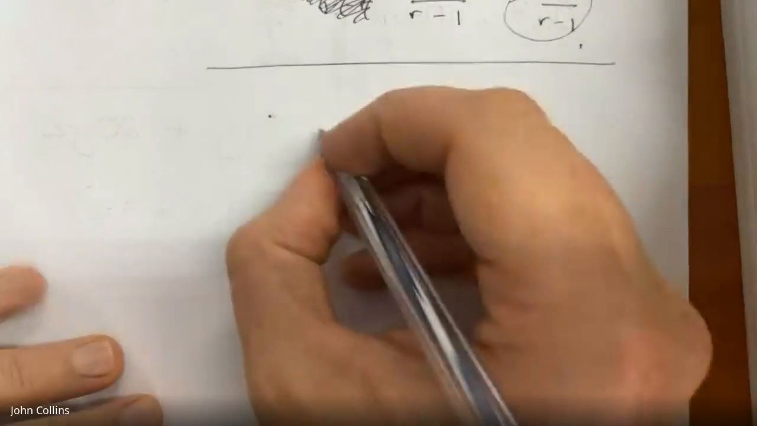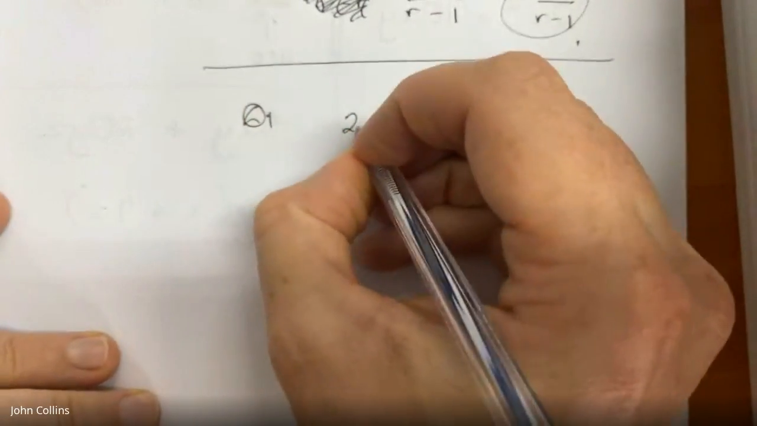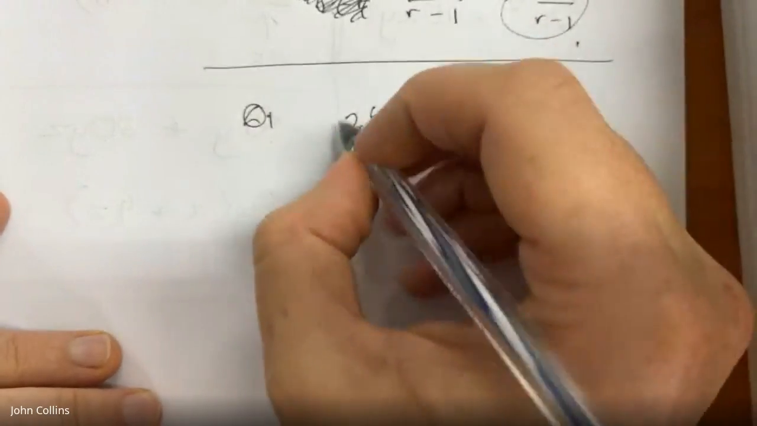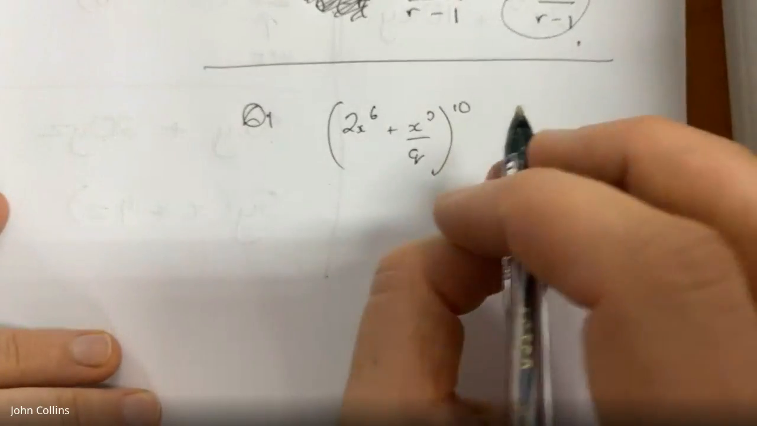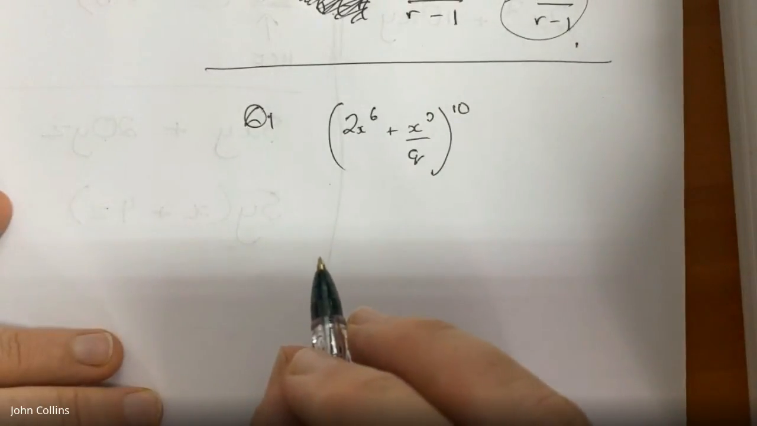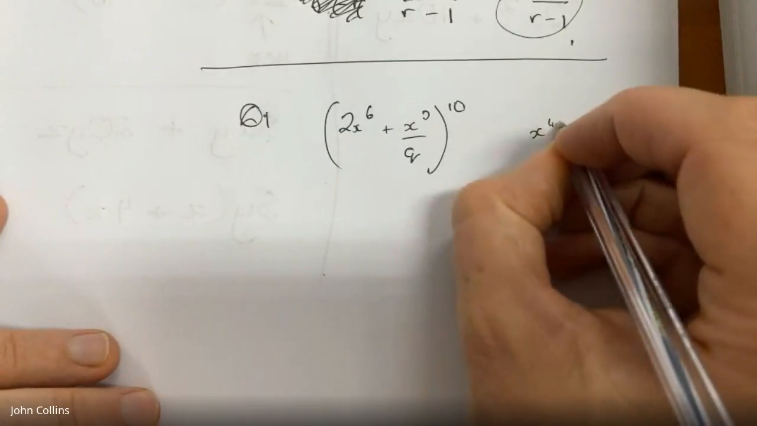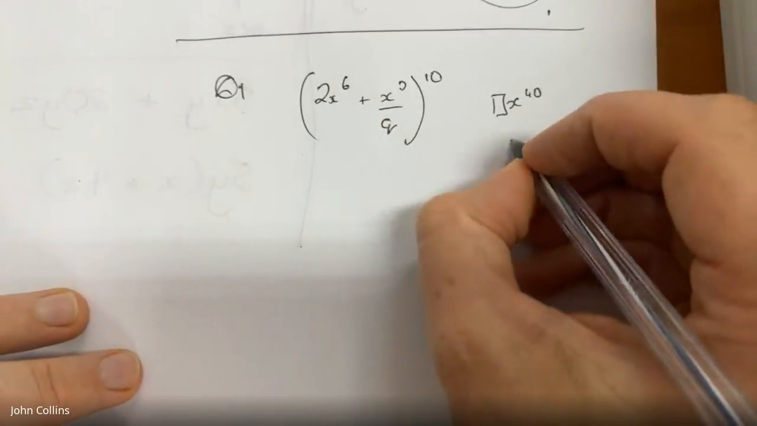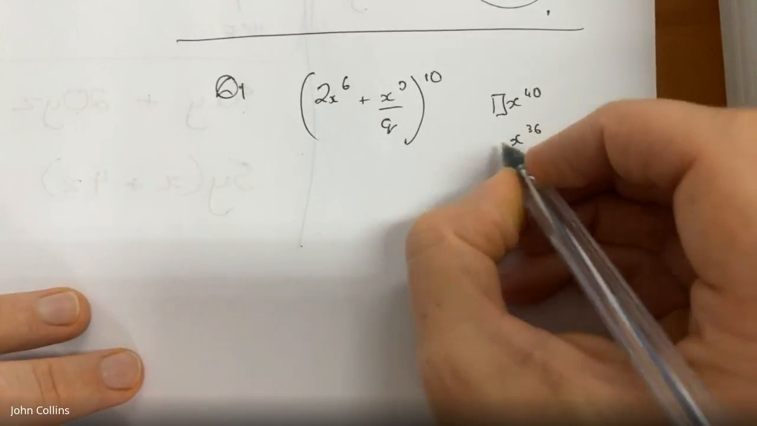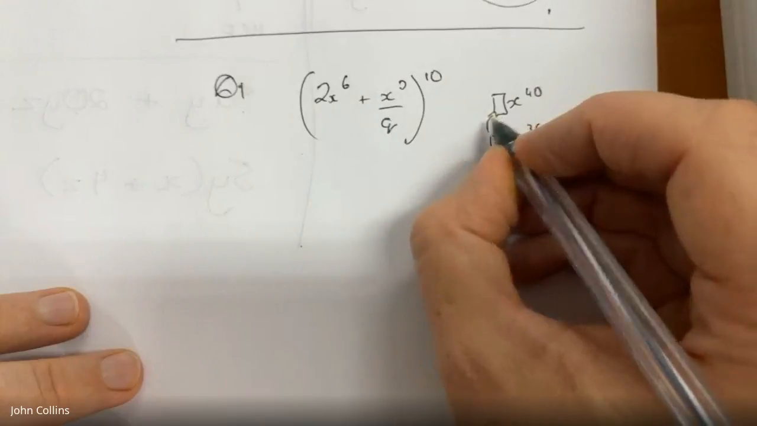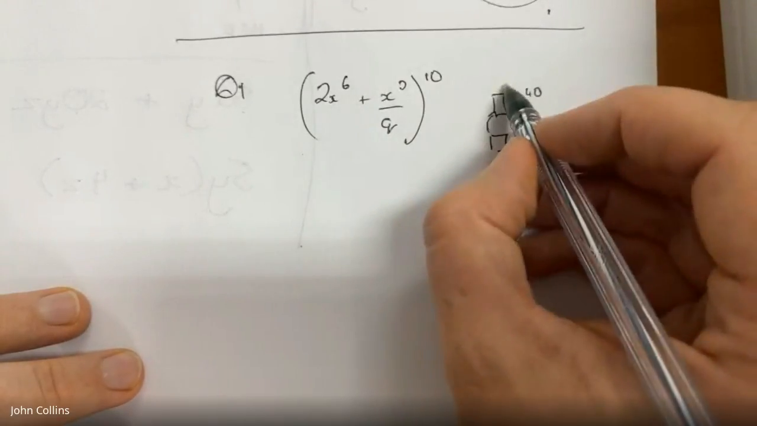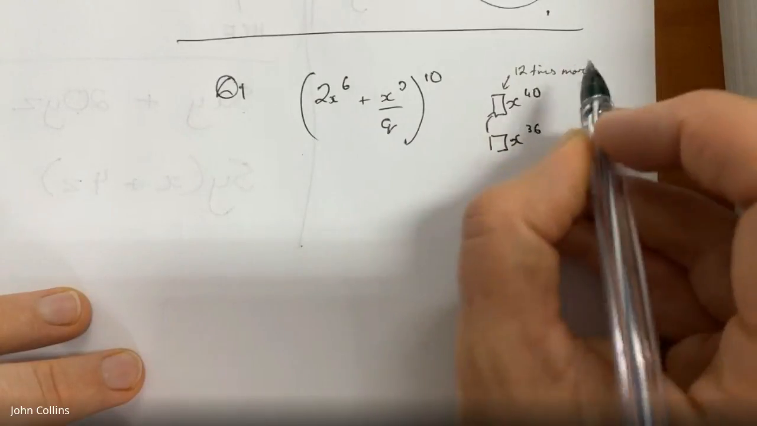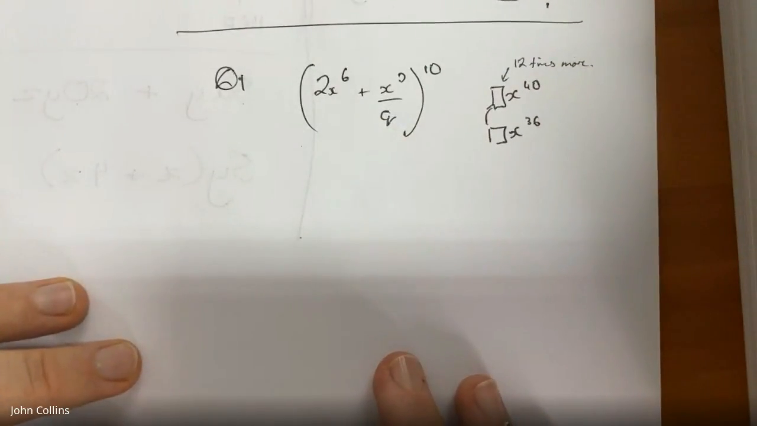Okay, so we had question 1. We had (2x^6 + x^2/q)^10, and q is not 0. And the coefficient of the term in x^40, x to the power 40, is 12 times the coefficient of x^36. So this one is 12 times more than this one here. Find q.